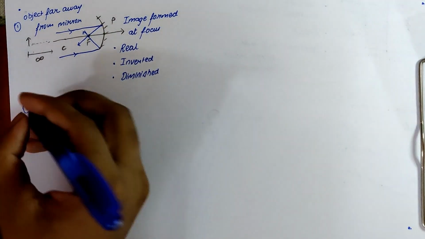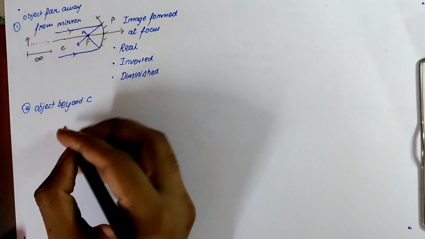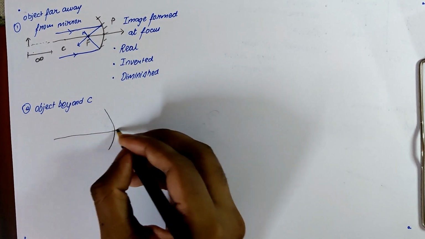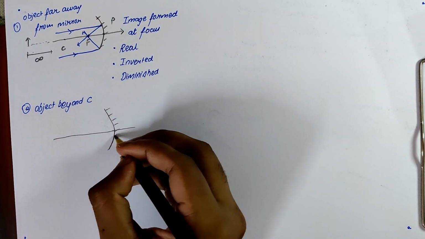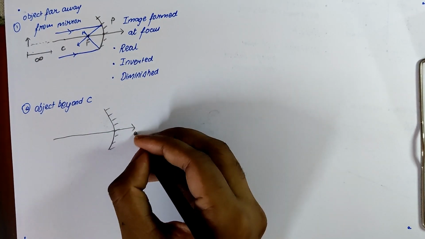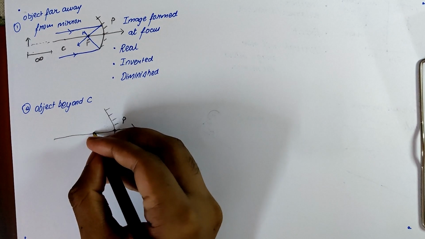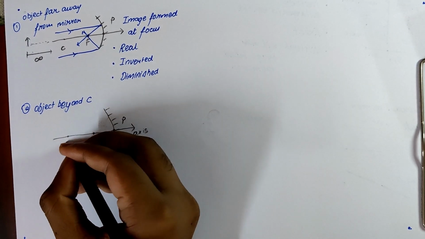the object is beyond C. What do I mean by this? Now let us construct our mirror. Alright, so this is the axis, this is the pole, this is the focus, this is the C.